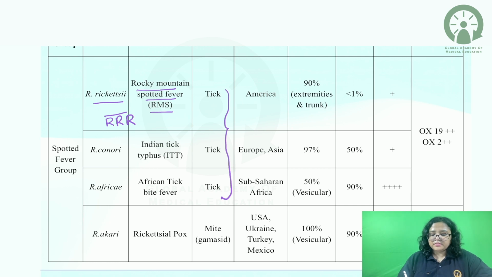So Rocky Mountain spotted fever is uncommon in India. It is mostly seen in the US, and the rash, see the difference. The rash is 90% in the extremities and less in the trunk. So it can be differentiated from the typhus group. And eschar is also less. And in the Weil-Felix reaction, we will find that both OX19 and OX2 are positive.